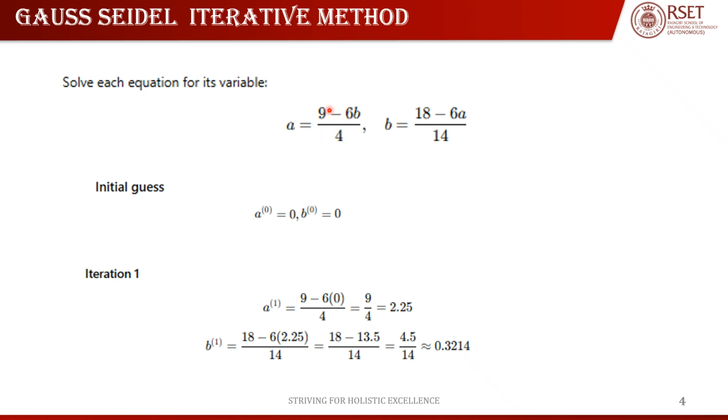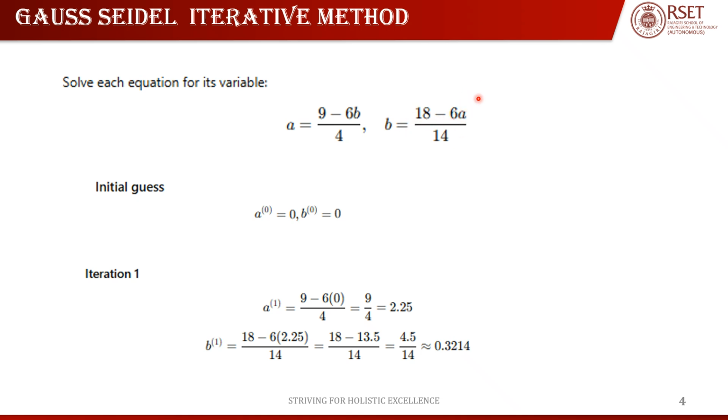Now using those normal equations, solve for a and b. Your a will be equal to 9 minus 6b by 4, and your b will be equal to 18 minus 6a by 14. So you have the two equations, and you have the initial guesses given. To get a1, you apply b0 in this equation: a is equal to 9 minus 6b by 4, which is 9 minus 0 by 4, so 9 by 4 is equal to 2.25. And now to get b1, you have 18 minus 6a by 14.